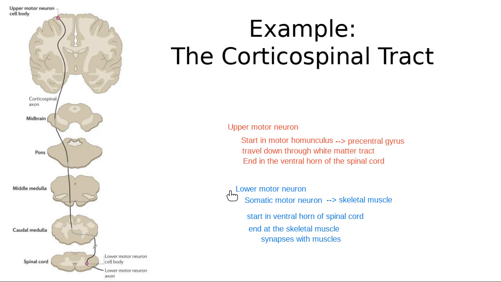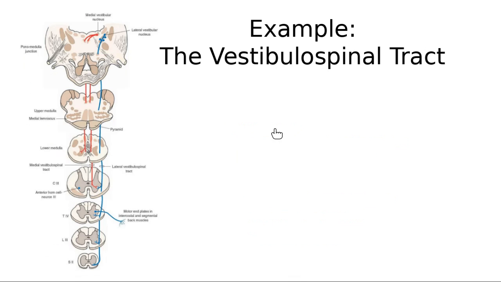This is an example of what we called a direct motor pathway, because the directions for these movements come from the cerebrum. They're consciously determined when we talk about the corticospinal tract. Remember that when we talked about the vestibulospinal tract, this was an example of an indirect motor pathway because the directions did not come from the cerebral cortex.